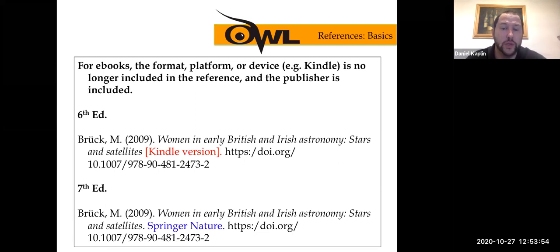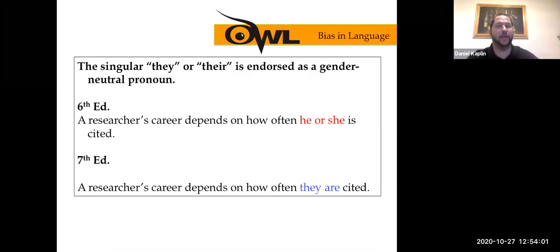We include the publisher now, and then we have the full hyperlink DOI. Now, again, this is related to gender neutral pronouns. Avoid using he or she, because that shows some bias in language. It implies that gender is somehow binary, and researchers are demonstrating that gender is not binary. So in this case, because we're using a gender neutral term, they would say how often they are cited. They is plural.